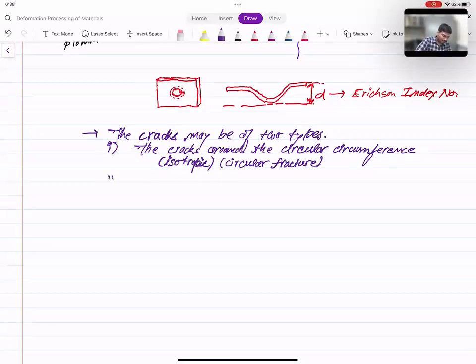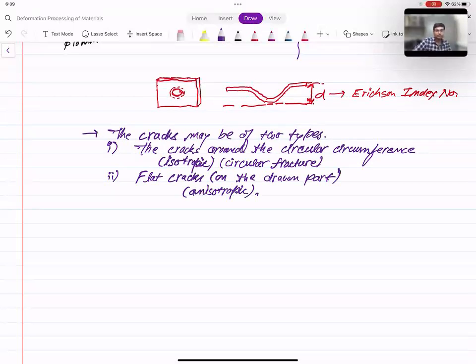And the other type will be flat cracks. This may be on any section or any part of the drawn region, on the drawn part. And these are anisotropic. Also, D is known as the Erichsen index number. So this was something related to the Erichsen cupping test.